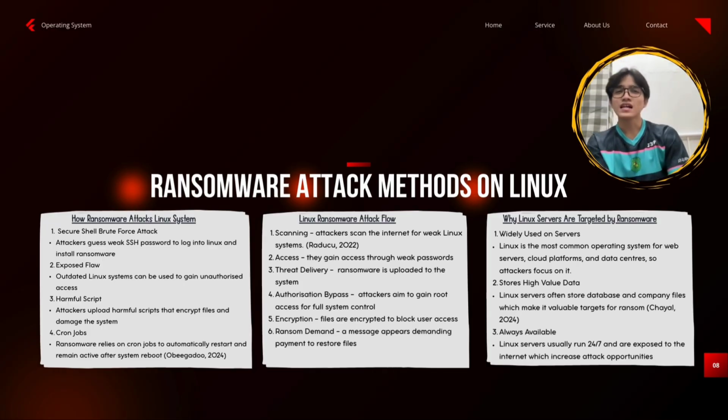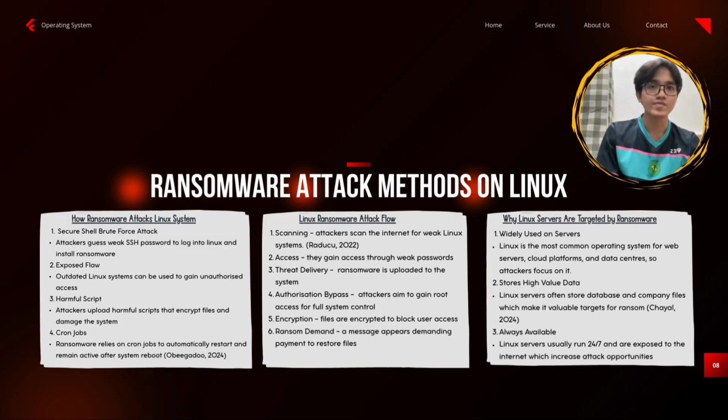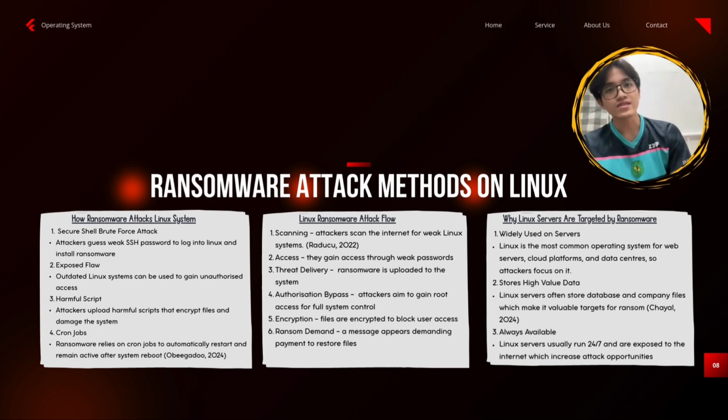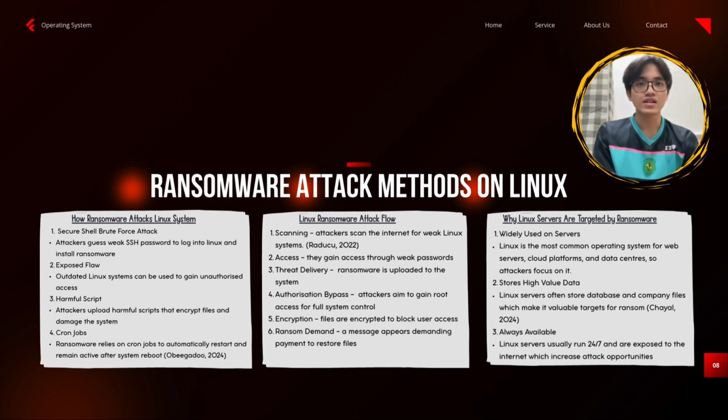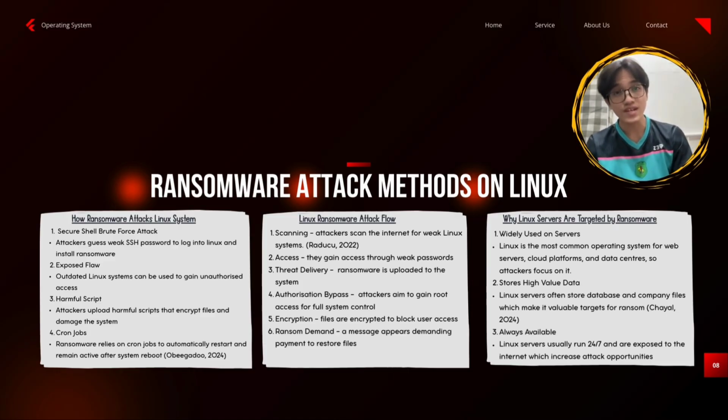Last but not least, I will be explaining why Linux servers are targeted by ransomware. First, Linux is widely used, especially on servers that run websites, cloud platforms, and data centers. This makes it a high-value target. Second, Linux servers usually store important data, like company files and databases, which increases the pressure to pay the ransom. And lastly, these servers are running all the time, since they are online 24/7 and exposed to the internet, attackers have more chances to find and exploit weaknesses.